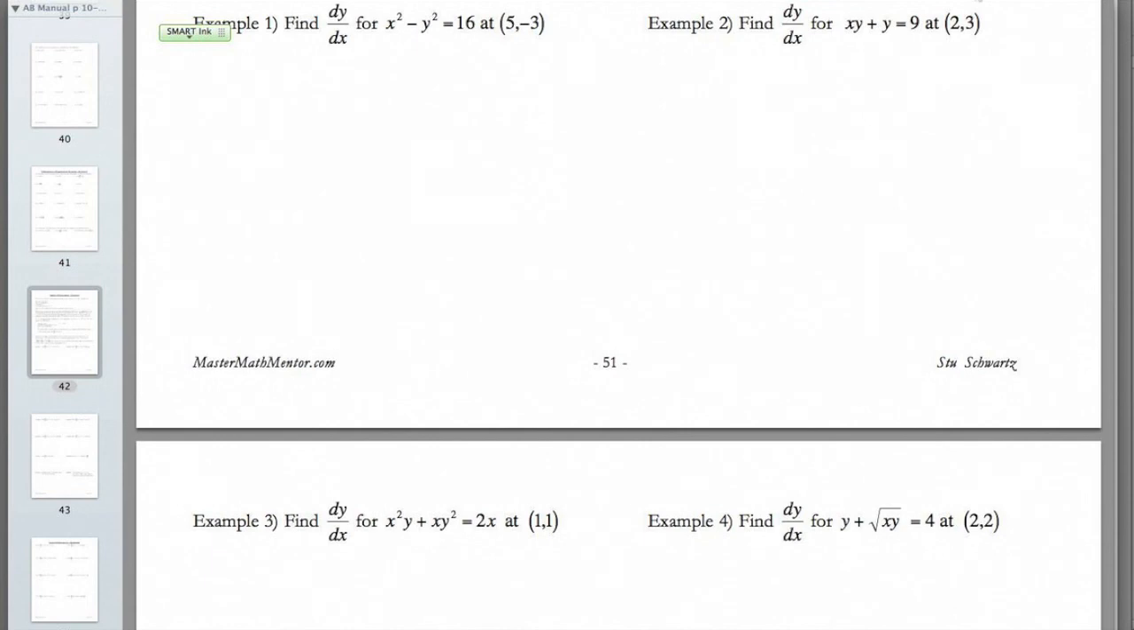Explicit differentiation. We've been doing that. And if you look at these examples up here that we're getting ready to do, first one, x squared minus y squared equals 16. I've got x times y plus y equals 9. I've got x squared y plus xy squared equals 2x. I've got y plus the square root of xy equals 4. What's different about those than what we've been used to working with?